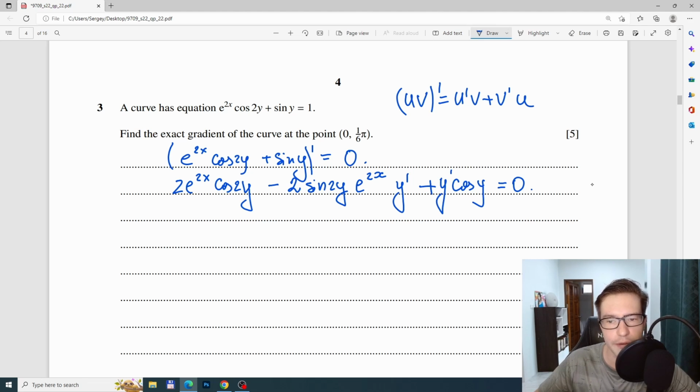Okay, so now I'll have to make y derivative the subject. So first I'm going to move 2e to the power of 2x times cosine 2y to the other side.